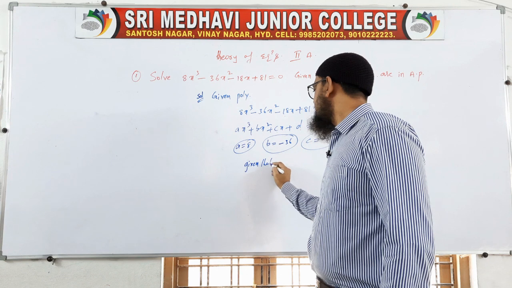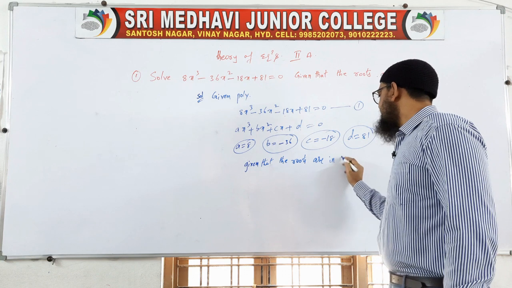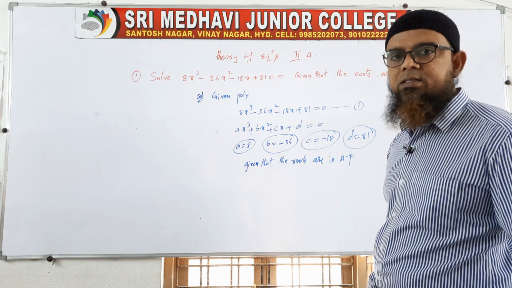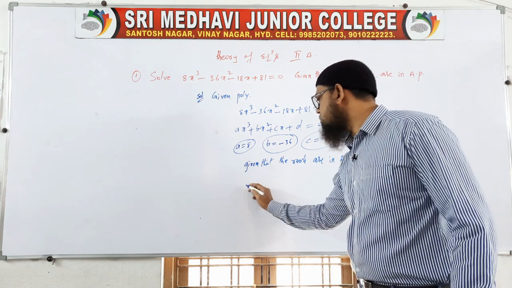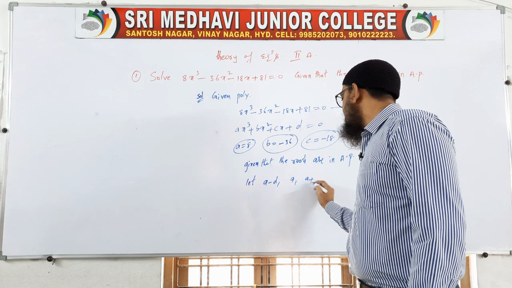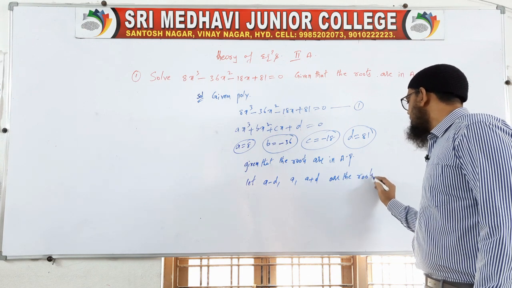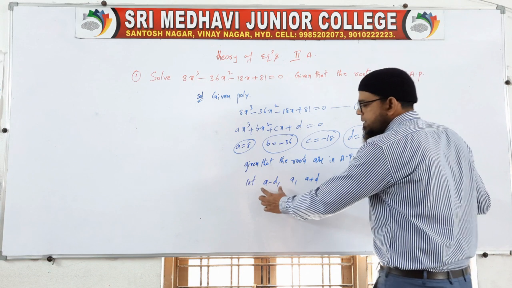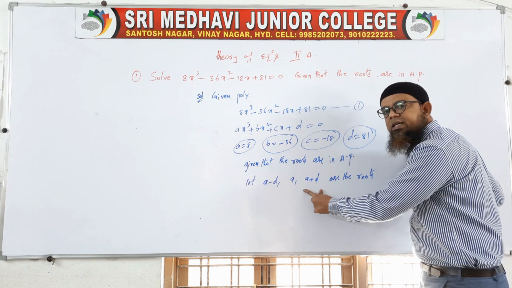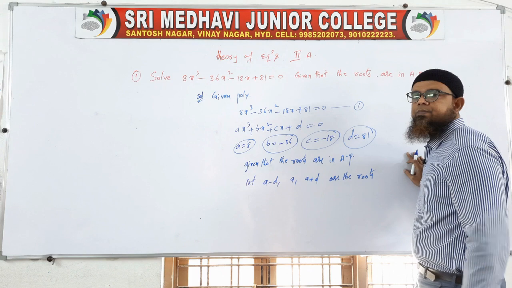Given that the roots are in AP. Now we have to write the 3 roots in AP. That is standard, that is fixed. How to assume the roots here? You see, let a minus d, a, a plus d be the roots. Now see, this a minus d is alpha, this a is beta, and this a plus d is gamma.